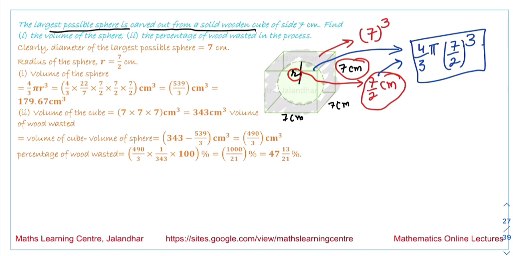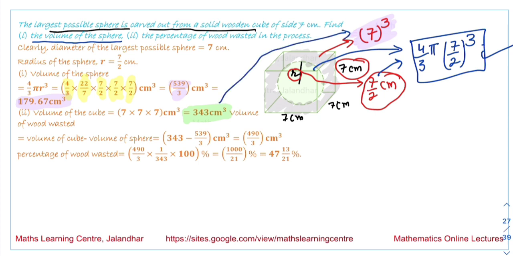Now we have to calculate the volume of the sphere. The calculations are shown over here. It is 4 by 3 pi, with pi as 22 by 7, and r cube is 7 by 2, 7 by 2 and 7 by 2. When we multiply all these values, we get 539 upon 3, which is 179.67 centimeter cube. The volume of the box is 7 cube, which is 343 centimeter cube. This is the volume of this entire wooden box.